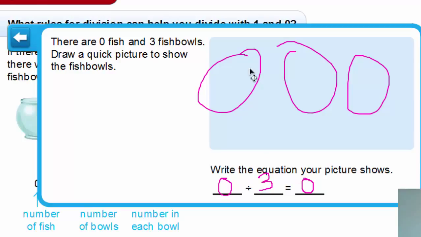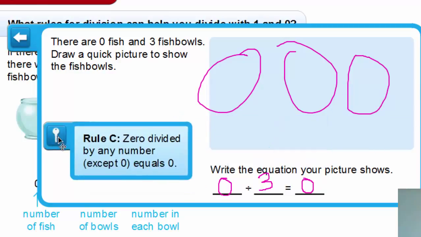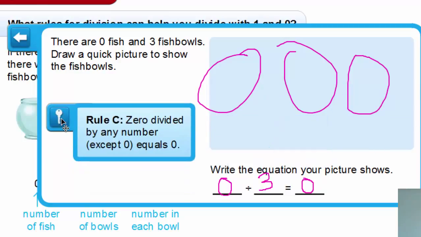Let's look at the rule. Another rule. Really? Rules, rules, rules. But these rules are not meant to be broken, just FYI. Rule C. 0 divided by any number except 0 equals 0. 0 divided by any number equals 0. That's pretty simple too, isn't it? All right, we only have one more rule. We can do this.